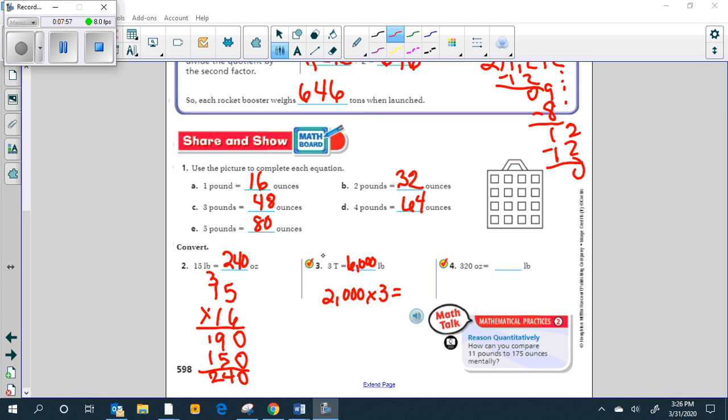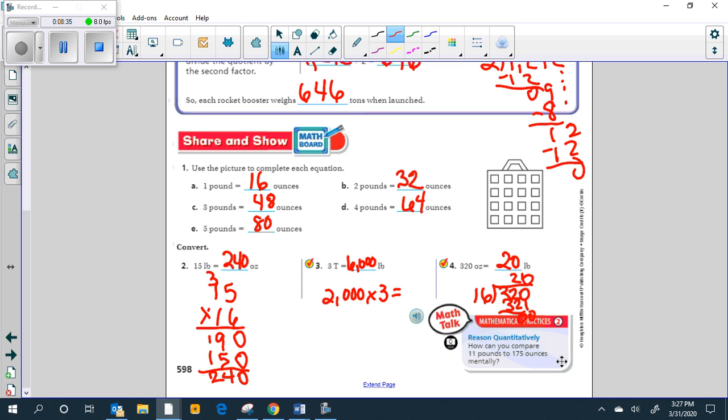You'll notice also, scholars, how when I am abbreviating for ton, I have a capital T there? Make sure that you are using the correct abbreviations. Go ahead and convert number 4. This time we're converting small units to larger units, so we have to divide. 320 divided by 16, that's how many ounces are in 1 pound, means that there are 20 pounds in 320 ounces. Take a look at the math talk.